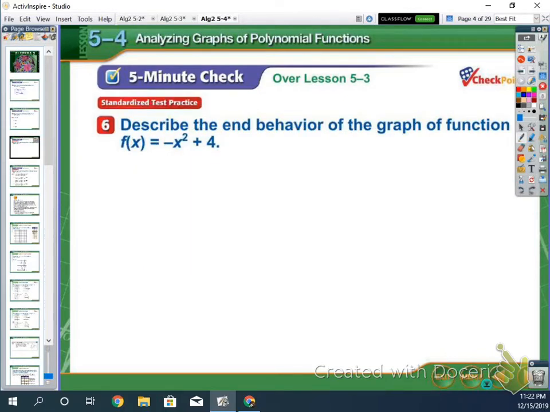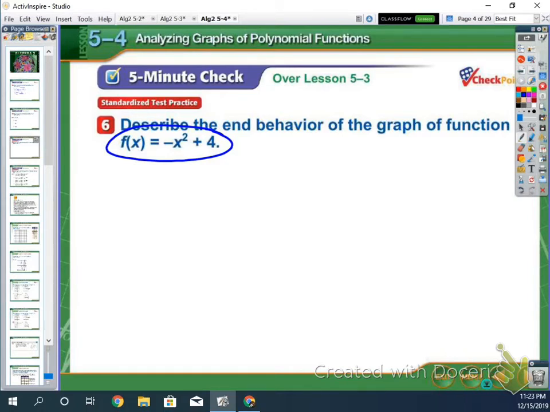And then this other one might take you a second to think. Describe the end behavior of the graph of function f of x equals -x squared plus 4. This is a little different from the ones we talked about in the lesson, because I'm not giving you a graph. But hopefully from last chapter, you can look at that and imagine what the graph would look like. I'm not asking you for how many zeros it has. I'm not asking if it's even or odd, although that should be easy. This is obviously even since its degree is 2.